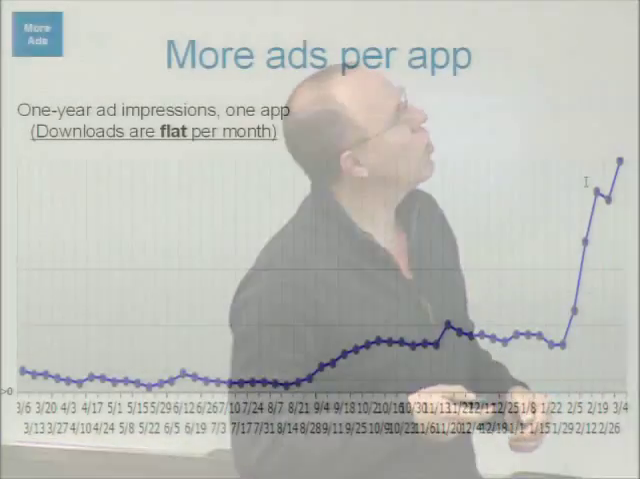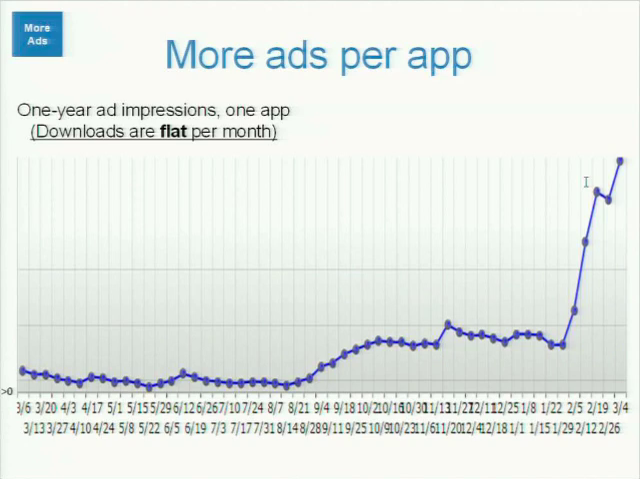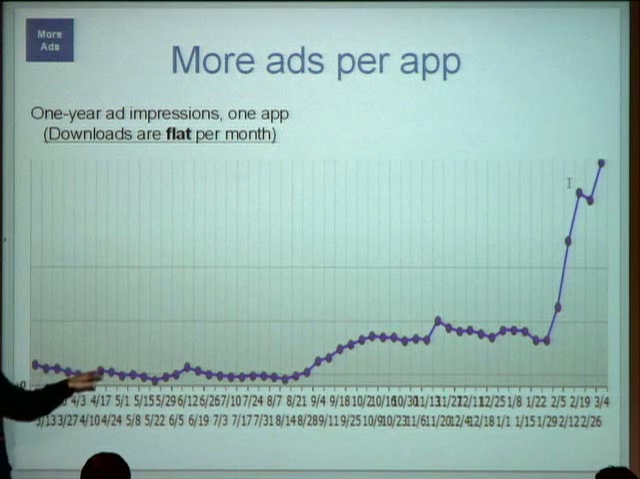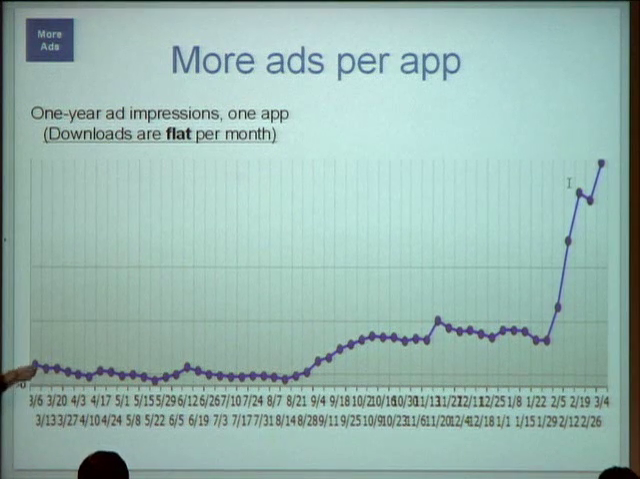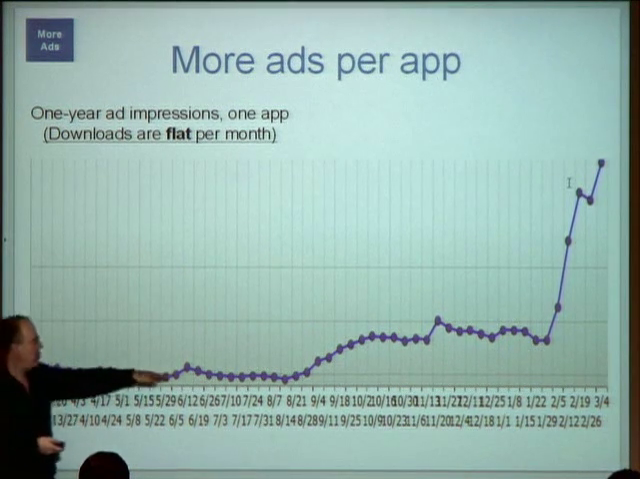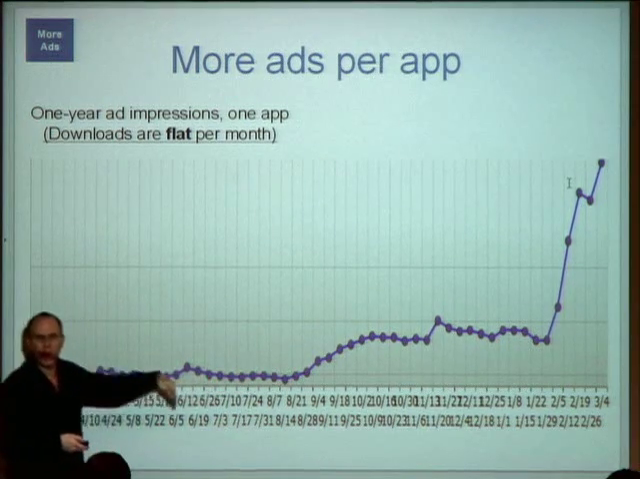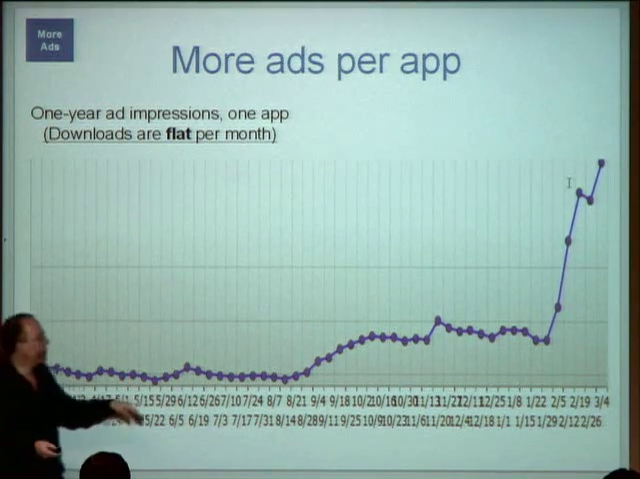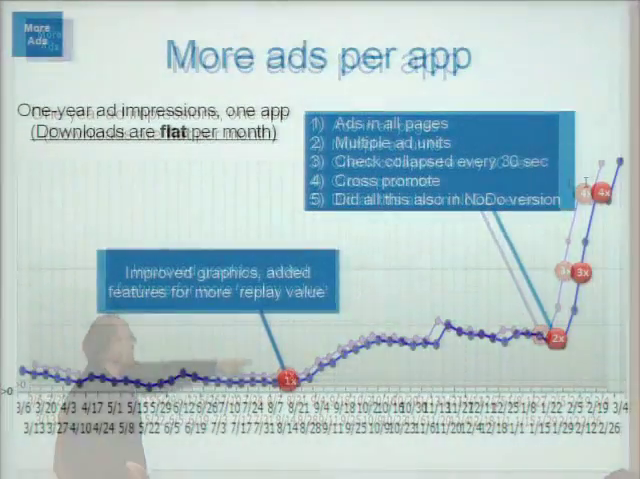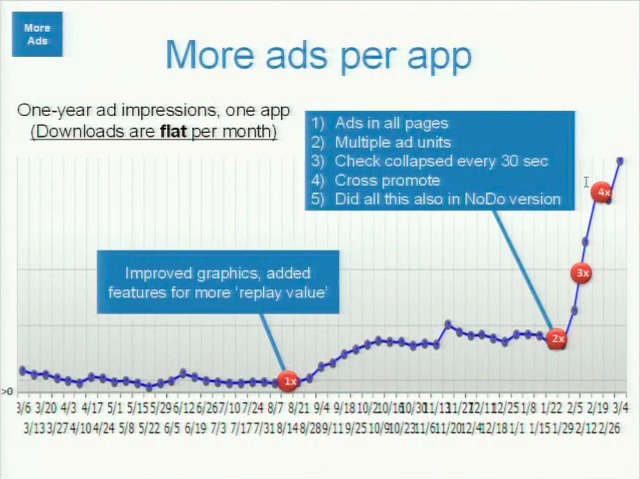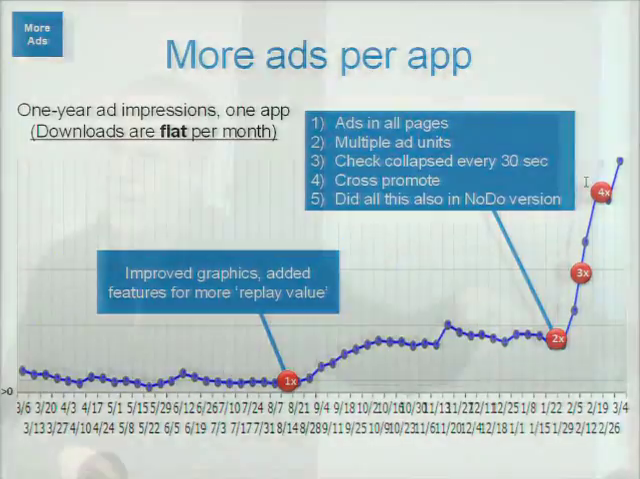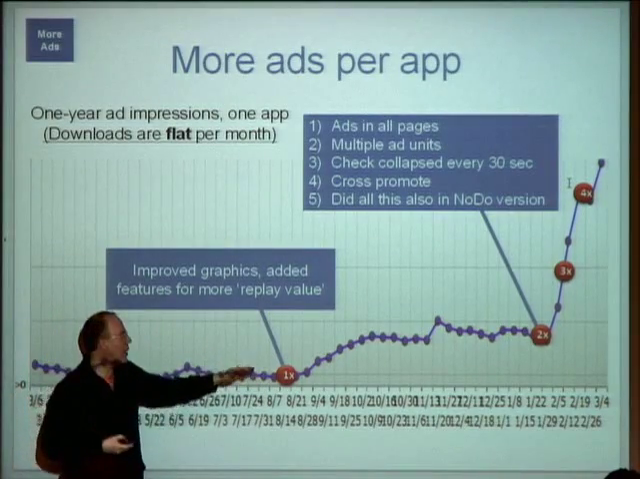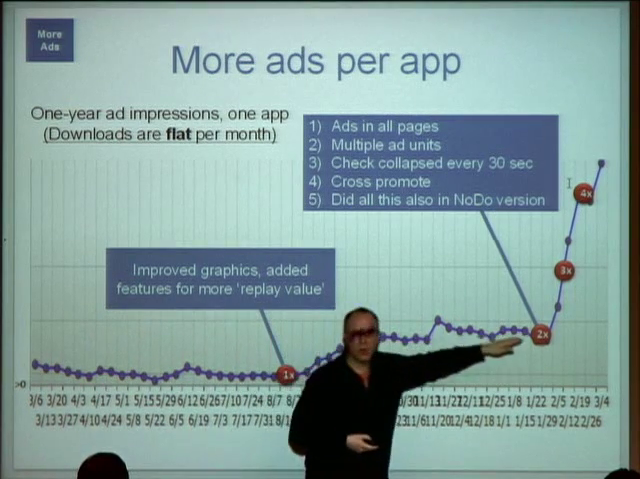I don't know. Let me add one more thing. This is one of my favorite apps. This is Reversi. Downloads have remained fairly static. I liked it, but I said, you know, it's not moving. It's showing the same number of ad views. So the next thing I did is improve, like I said before, the graphics, achievements, leaderboards. I added all the features to get more people to use it more time. And that doubled the number of views.